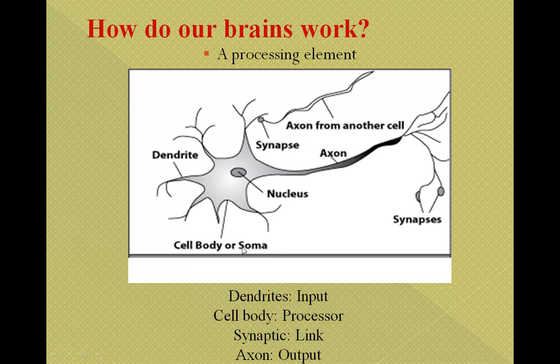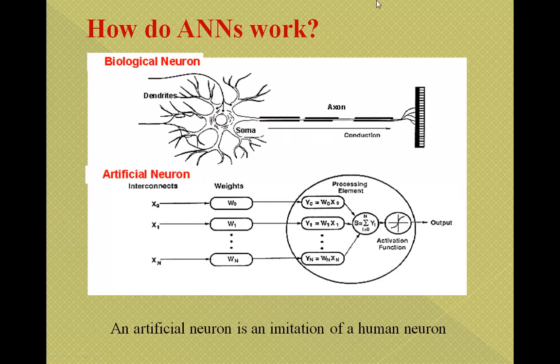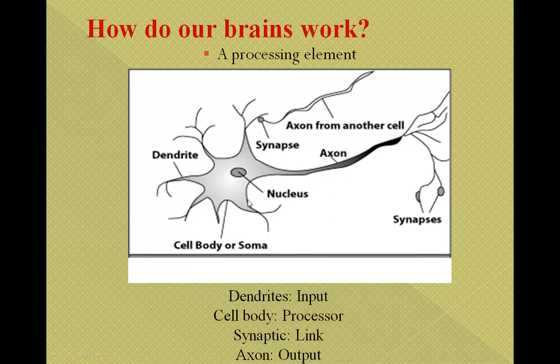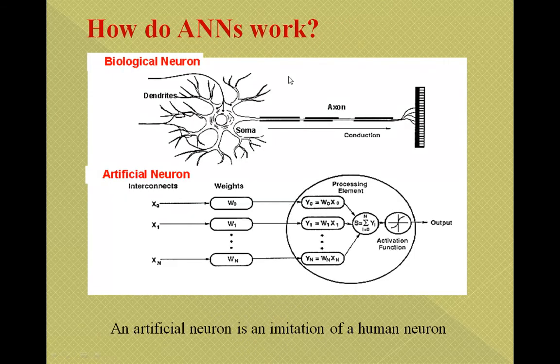This is called the soma. There is a nucleus which will apply some activation function on the information, on the signal, whatever it has received as input, and will process the same and produce the output, which is carried by the axon to the multiple neurons in the network in the brain. So this entire functioning is simulated through artificial neural networks.